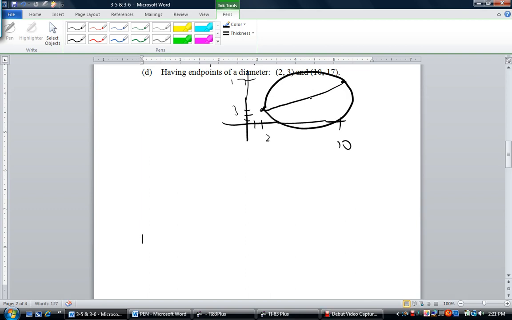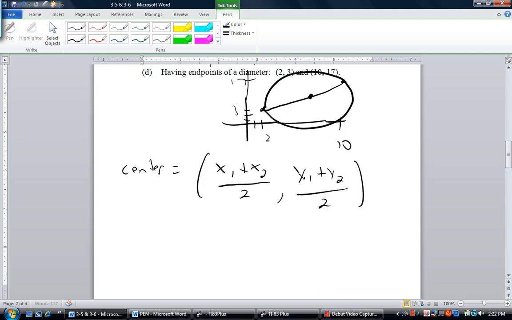Now to find the equation of a circle, I need the center and I need the radius, or the r squared. To find the center, I'm going to use something called the midpoint formula. Basically it's the average of your x values, comma, the average of the y values. This is a point, so we're going to have an x and a y in our final answer. We take the two x values, 2 and 10, add those and divide by 2. Same thing with the y's: take the 3 and the 17, add and divide by 2.